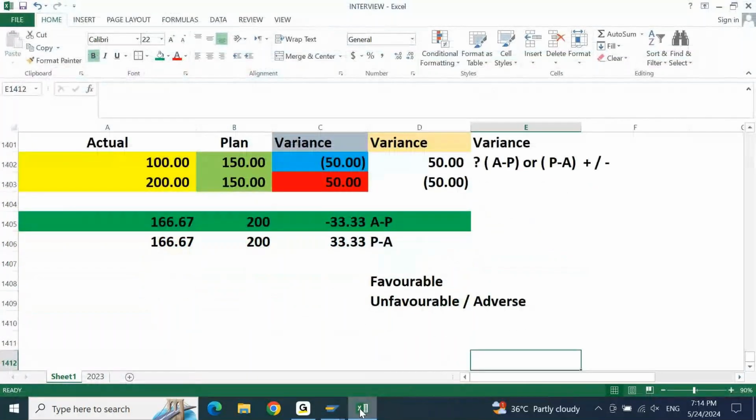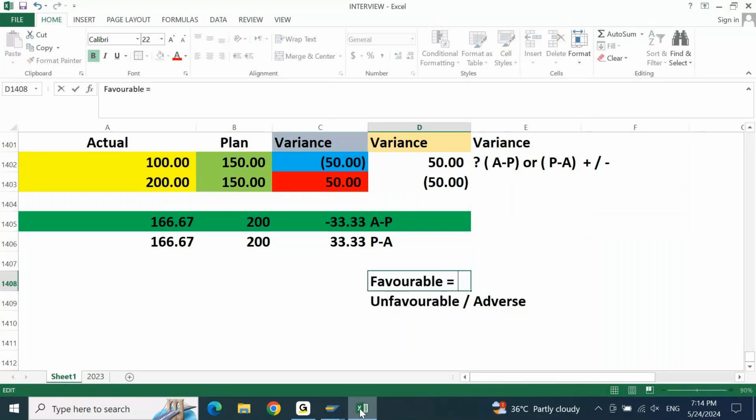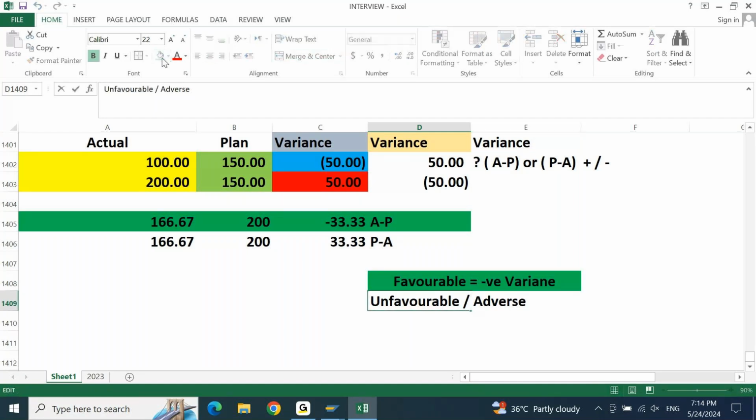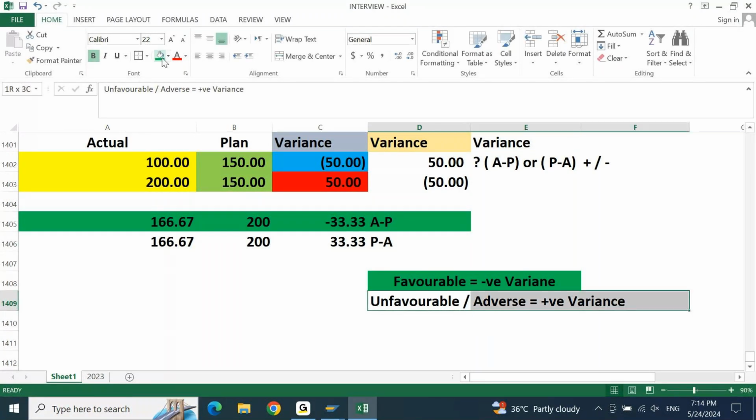We should understand that plus means unfavorable, as per the SAP settings. Correct. So favorable is equal to negative variance. Agree? Is this statement correct? Yes, Ajay. Favorable means negative variance. If I'm talking about unfavorable or adverse, what variance does this mean, positive or negative? Positive. Positive variance.